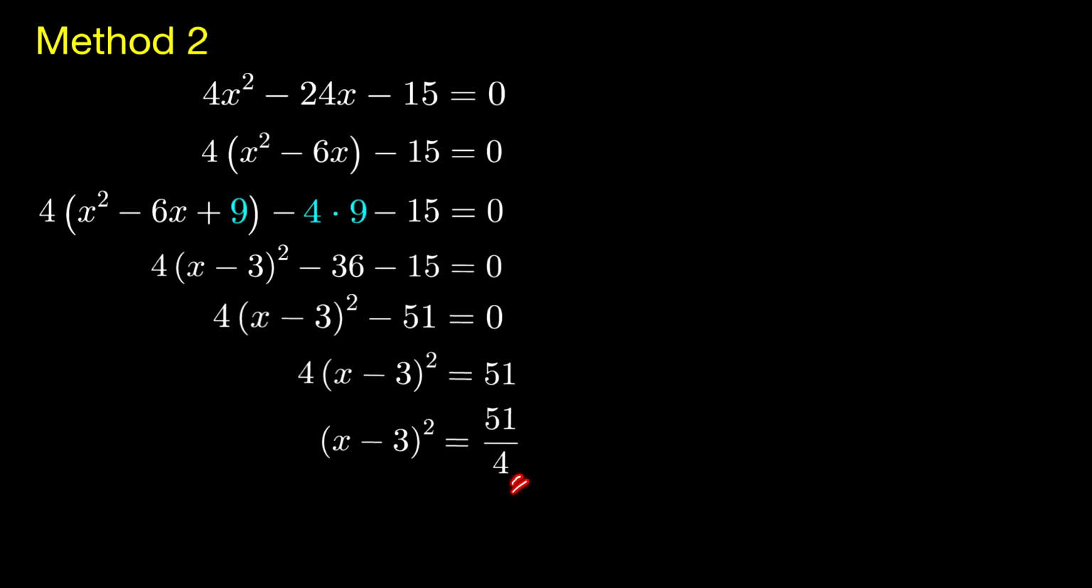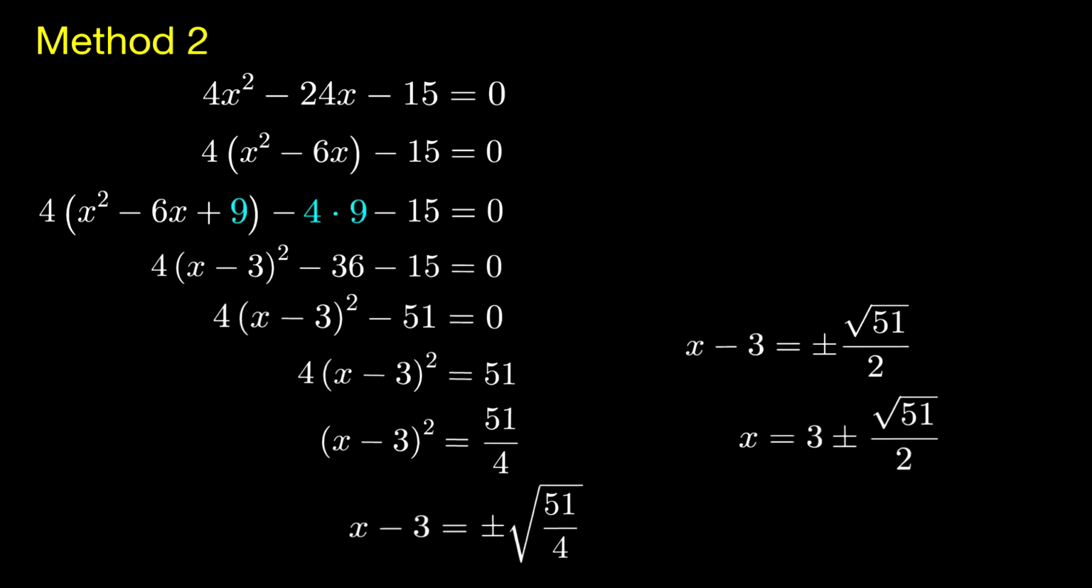And taking the square root of both sides, again, when we take the square root of both sides, we need to put that plus minus sign on one side of the equation. And we'll get here, same as before, plus minus square root of 51 over 2, and then x equal to 3 plus minus square root of 51 over 2, which can be written as 6 plus or minus square root of 51 all over 2.